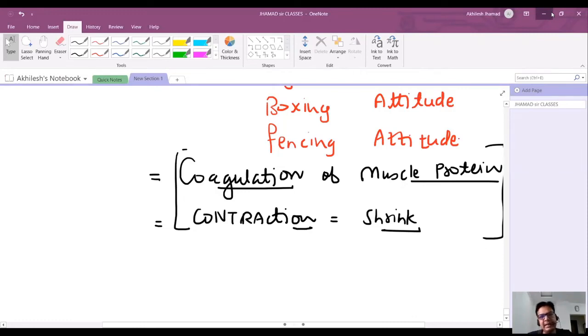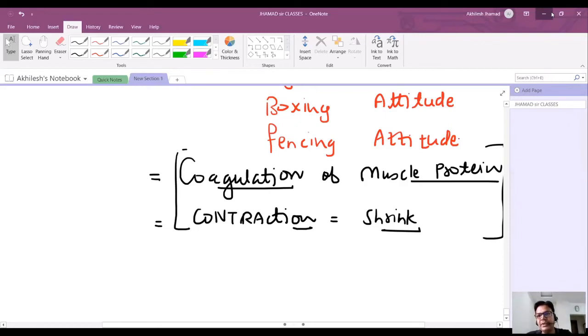The whole body is contracted. Just get the snapshot of this picture. Pugilistic attitude is seen in antemortem as well as postmortem burn.